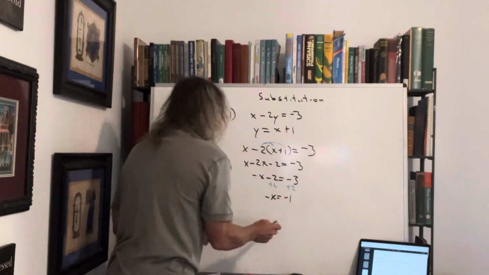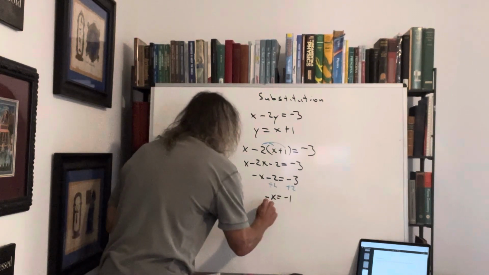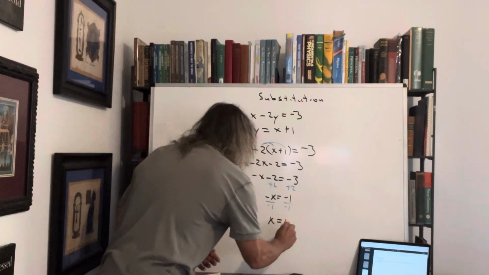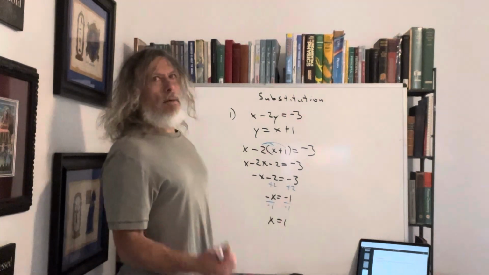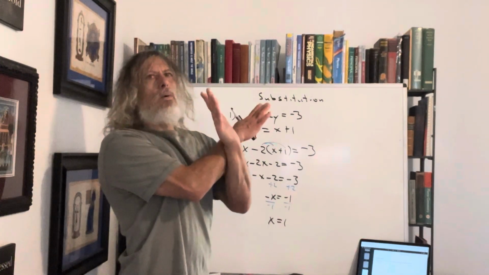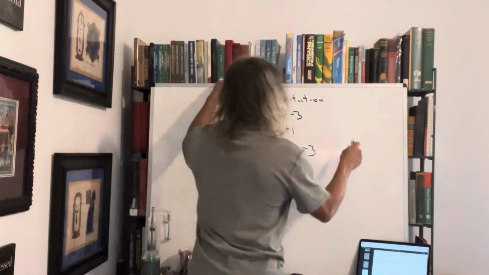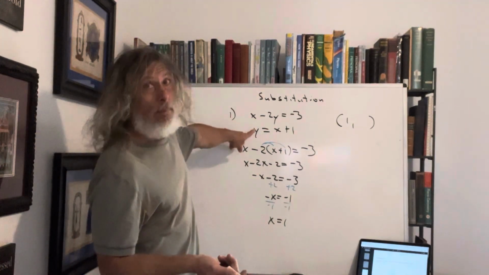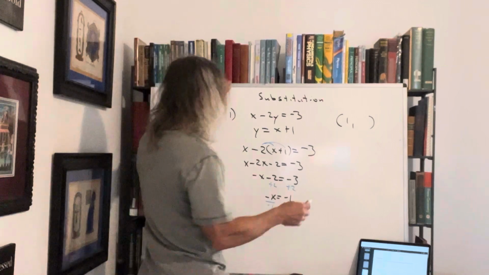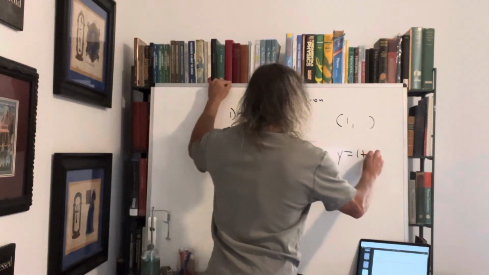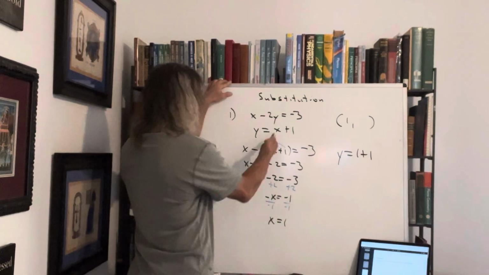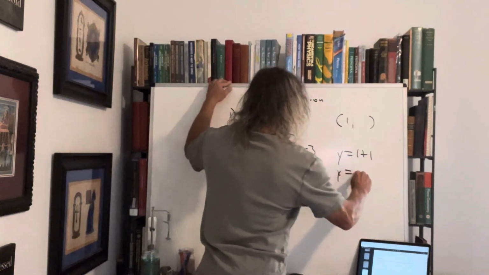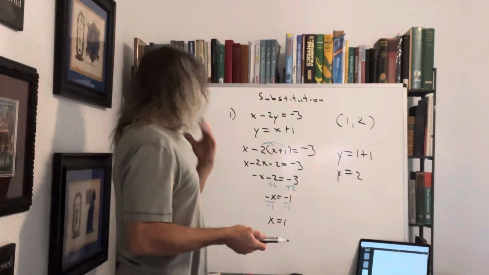-x equals -1. Divide or multiply by -1. x is 1. Then remember, we got to find an ordered pair, an x and y coordinate where they both meet. We got the x. Then we got to find the other part. So we do that with our formula, as I've said before. We get this and put it in for y. To get the y, we put 1 in for x. x is 1. 1 plus 1 is 2. And so that's our answer, (1, 2).